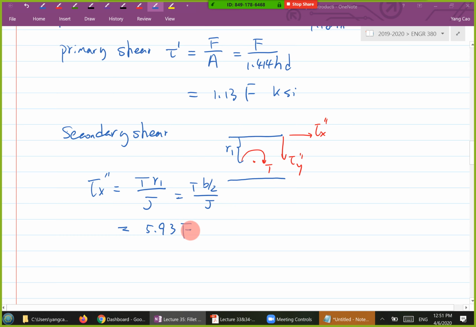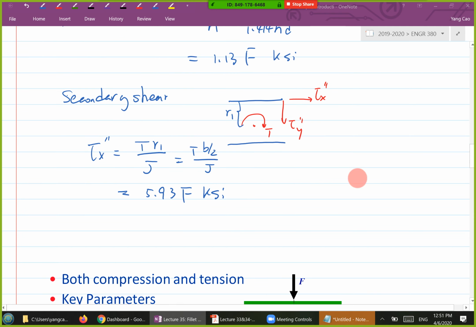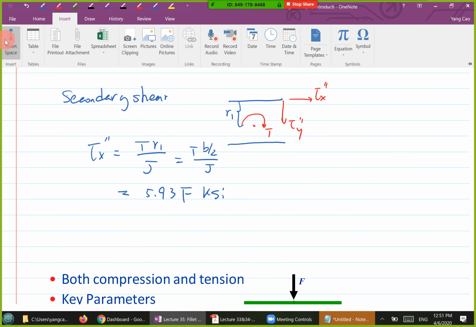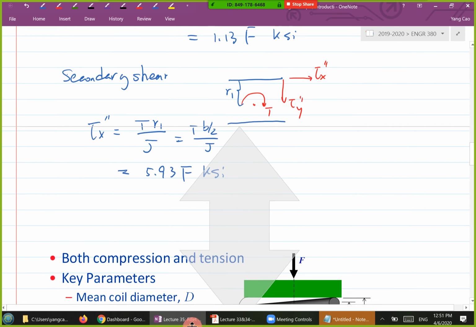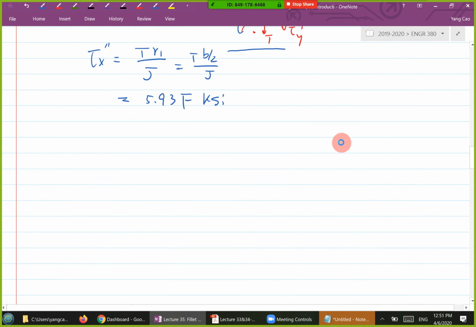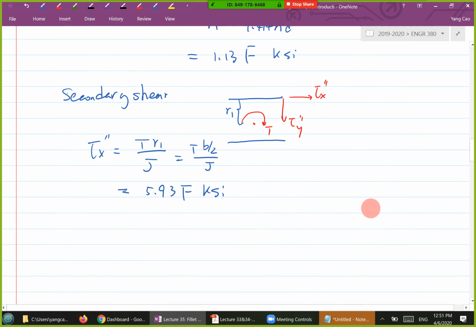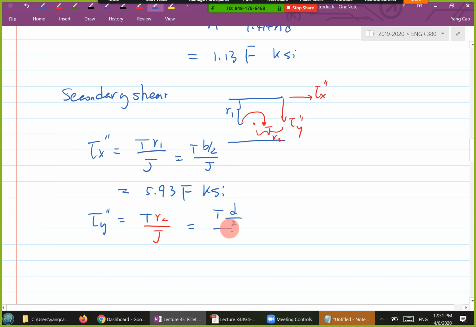5.93 F KSI. So that's tau x double prime. Then next is tau y double prime. So tau y double prime is T times this distance, and that's R2. So R2 over J. Now R2 is half the dimension D.